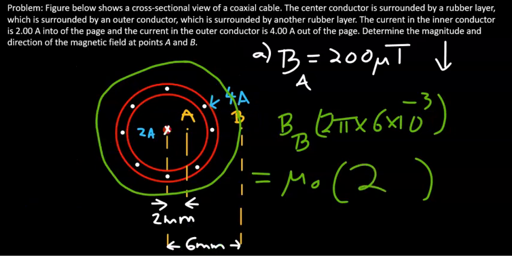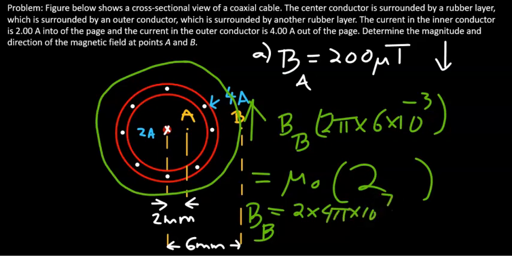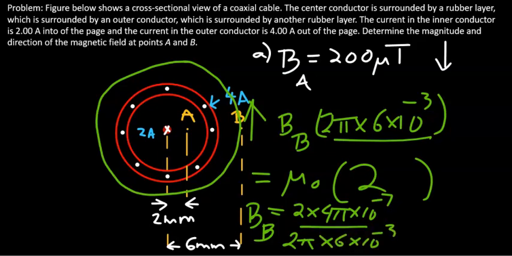So it is as if the net current is coming out of the board. And if you have a net current that is coming out of the board or the plane, then using the right-hand rule, the direction of the magnetic field at point B is going up. And we can even solve for that magnitude, which is 2 times mu naught. Mu naught is 4 pi times 10 to the power minus 7, over 2 pi times 6 times 10 to the power minus 3.